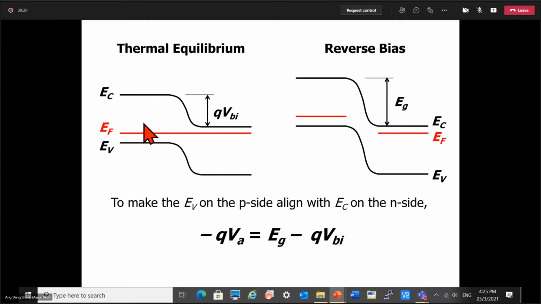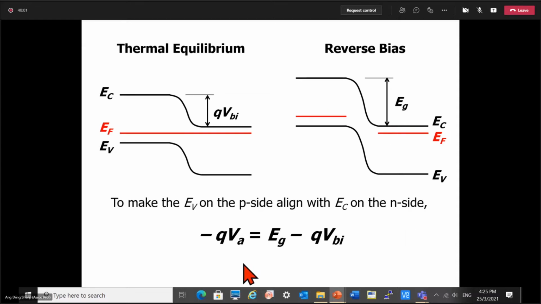All right, but there is already a relative shift, as I've just mentioned, due to the presence of the built-in voltage, and therefore the additional reverse bias voltage that we need to achieve this situation is simply E_G minus the built-in voltage, keeping in mind that V_A is negative under reverse bias condition. Okay, so this is theoretically the minimum reverse bias voltage needed to cause the onset of Zener breakdown.